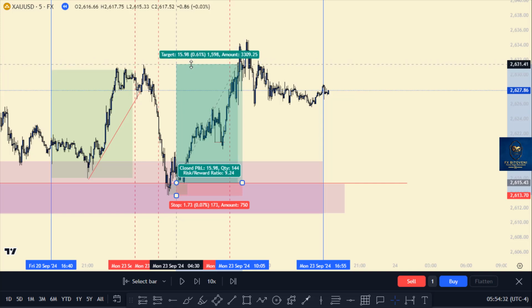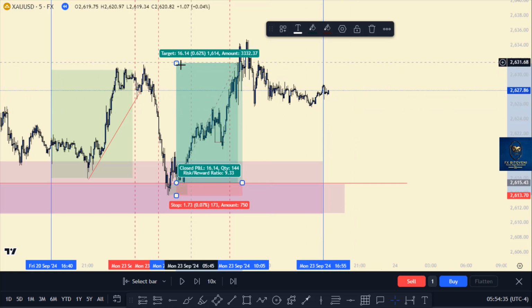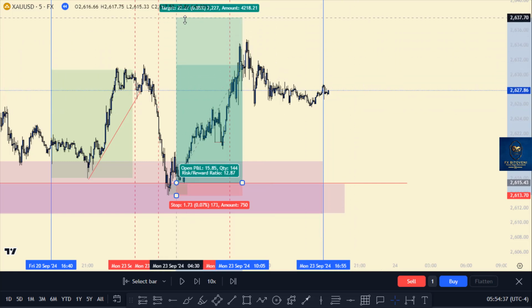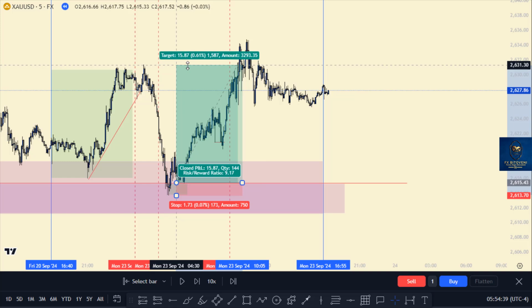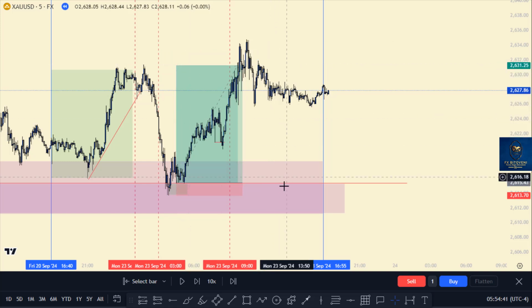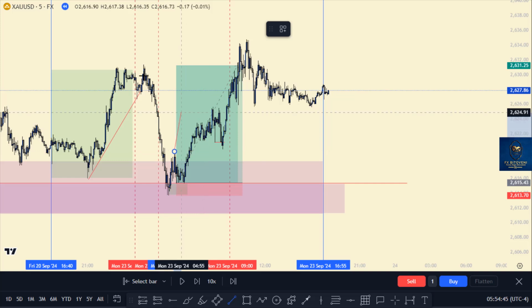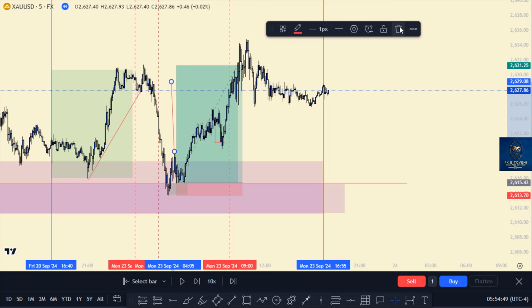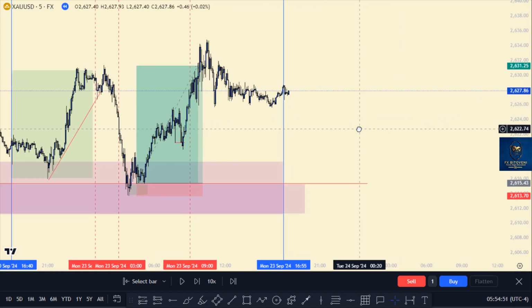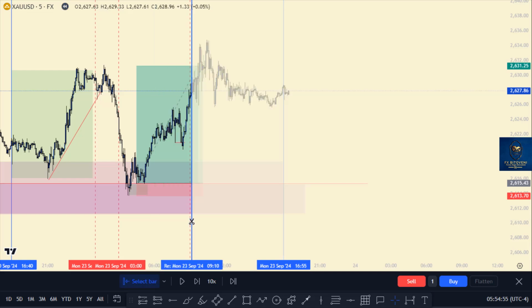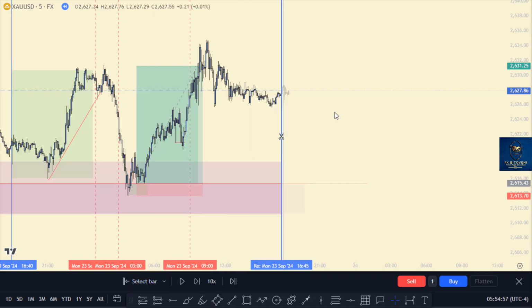If you want to swing trade, if you believe next day will go higher, you can keep holding this trade. However, you can take partial profit. First of all, here you take something, and then you take something here. That's it. Now a new day starts here.